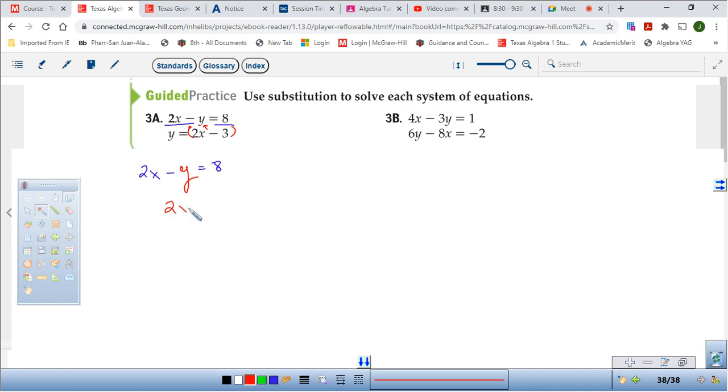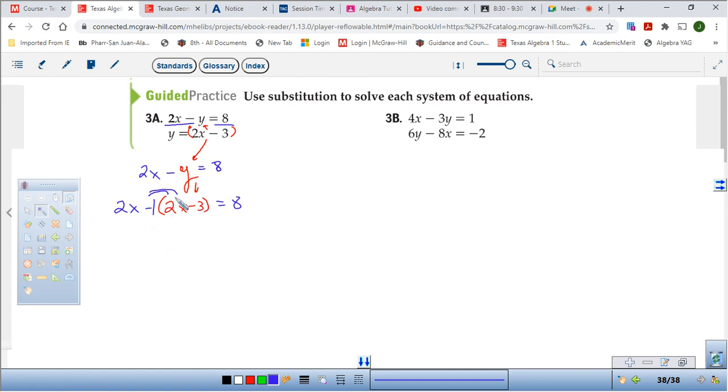I want to have 2x minus 3. This is that y that I'm putting in right there, which I'm getting from here, okay? Everything else stays the same. 2x minus, equals 8. So in this situation right here, there's nothing to distribute, kind of is, but not really. There's a negative 1 here.